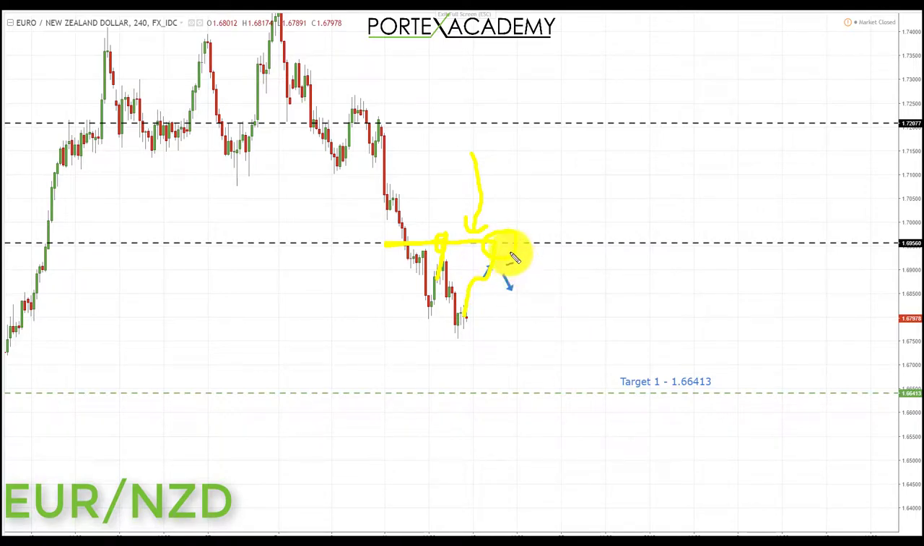And we're going to be looking at shorting those bearish formations and patterns down towards the next key area of support to the downside and the target at the 1.66413.